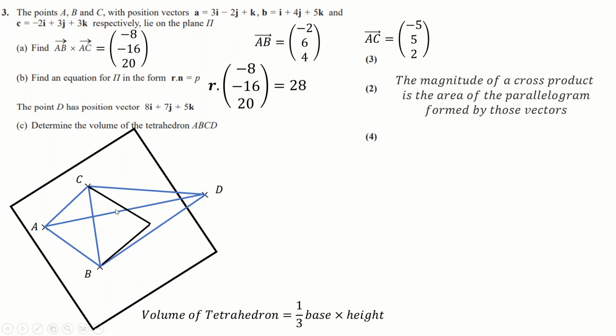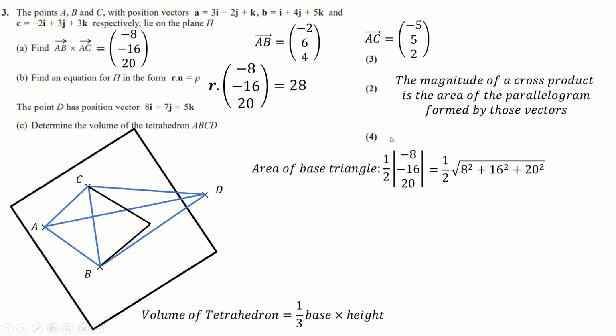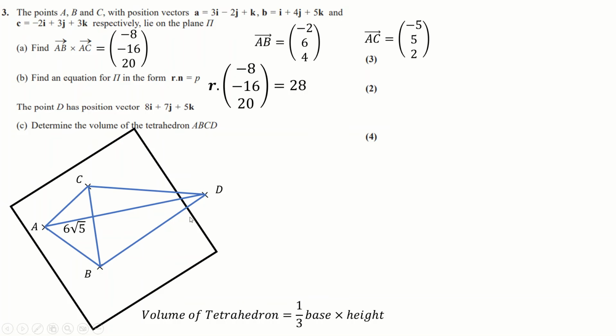So if I draw a parallelogram here, the magnitude of this cross product from AC to AB is the area of this parallelogram. So if you just find the magnitude of this and then halve it, because I've only got the triangle on the bottom here, I'll get 6 root 5, and that's the area of this triangle here, right? So I can put that in there.